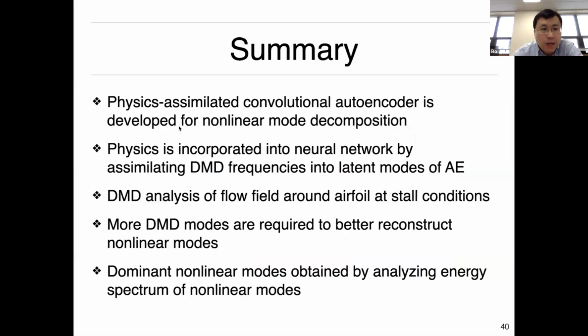So to sum up, I have applied the physics-assimilated convolutional autoencoder for nonlinear mode decomposition. The physics is incorporated into the neural network by assimilating DMD frequencies into latent modes of the AE. DMD analyses are performed. More DMD modes are required to better reconstruct nonlinear modes. The dominant nonlinear modes are obtained by analyzing the energy spectrum of the nonlinear modes.